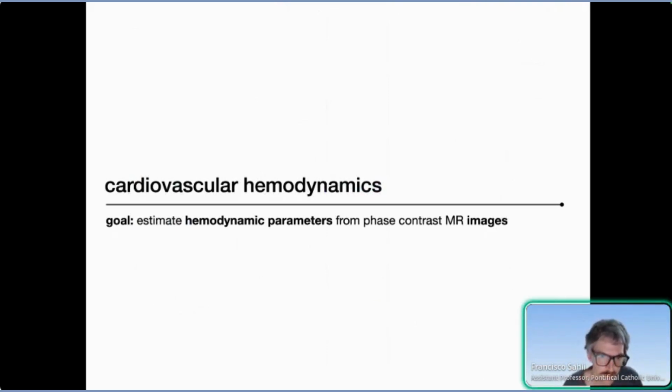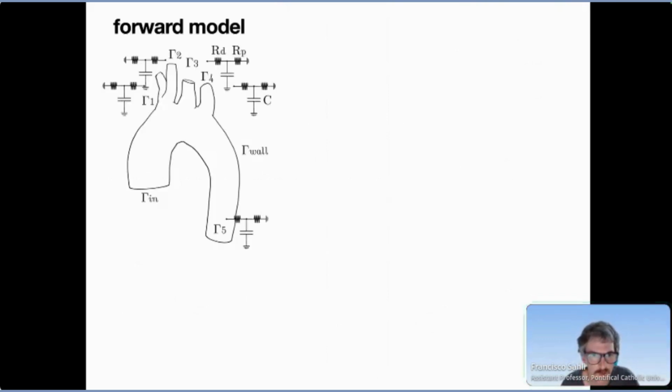So that was the first application that I wanted to show. The second application is related to cardiovascular hemodynamics. Here we would like to estimate some hemodynamic parameters from phase contrast MR images. So this is our model. This is the aorta, connected to the left ventricle, and this is the descending aorta, and we have some more branches.